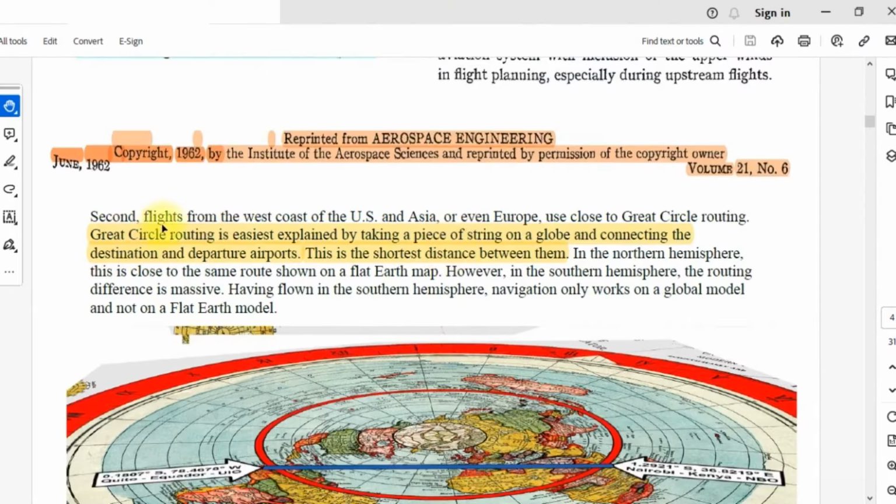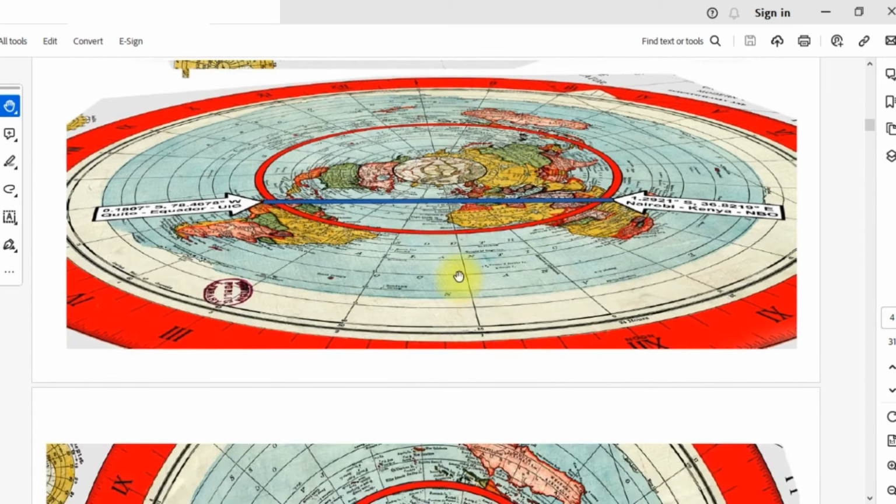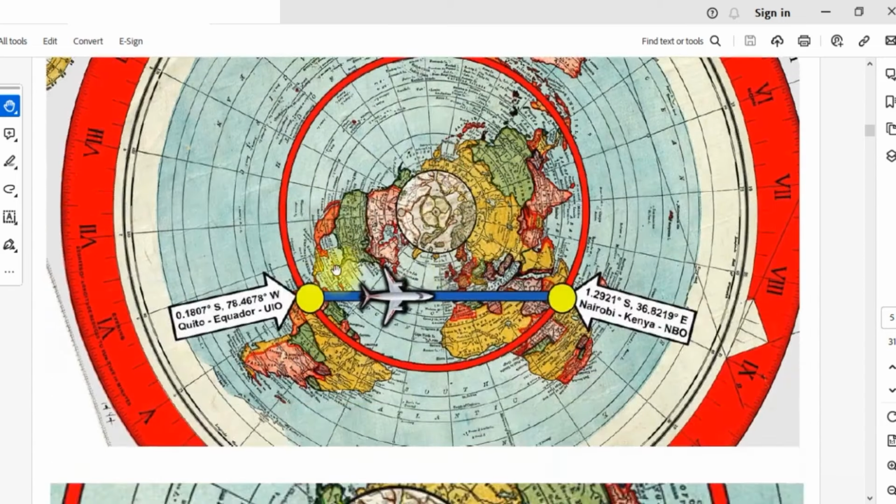So second, flights from the west coast of the US and Asia or even Europe use close to Great Circle routing. Great Circle routing is easiest explained by taking a piece of string on a globe and connecting the destination and departure airports. And will Banjo understand that explanation? This is the shortest distance between them. Hey, have you tried to lay this piece of string on a flat earth? Okay, he didn't understand that explanation.